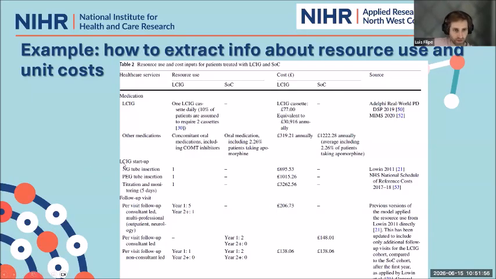If you continue, you will see the LCIG startup: you need this PEG tube insertion, you need this titration and monitoring, and you have here the resource use, one of each, and then the respective cost. Then follow-up visits, you have the estimated follow-up visits, and then you have the costs. Then here for standard of care, we have the per visit follow-up, and then the resource use and the cost. Then per visit follow-up non-consult led, both for LCIG and for standard of care, and the respective costs.